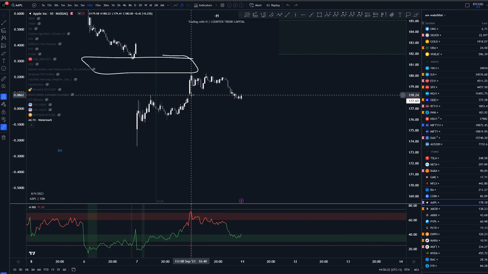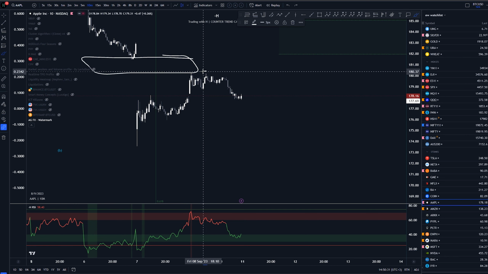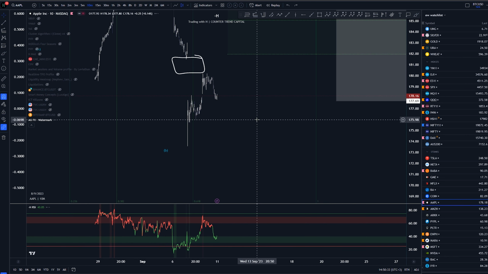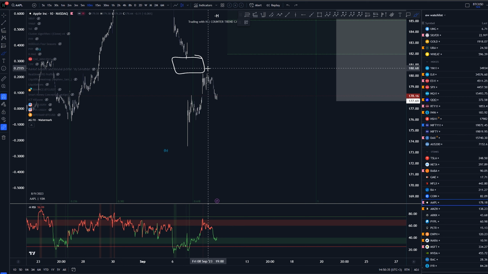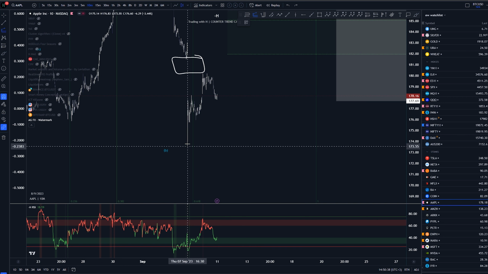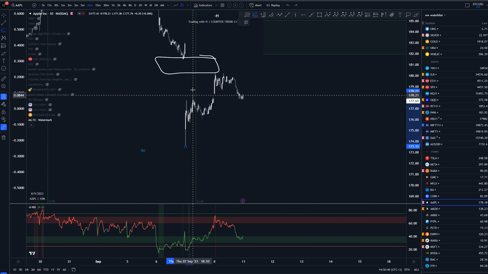I think, let's see actually, is it truncated? Where's the high? 180.23, 180.20. So yeah, it would be truncated. However, the main point here is not about the truncation. Does it really matter? Not really. At least to me, I don't really care.